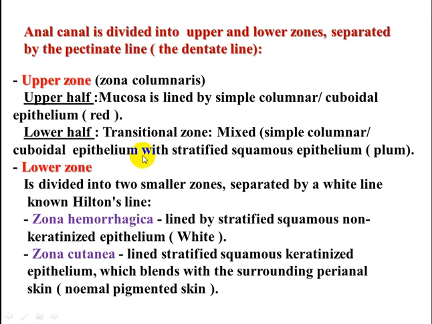and its color is plum. The lower zone is divided into two smaller zones separated by the white line of Hilton. The upper is the zona hemorrhagica, lined by stratified squamous non-keratinized epithelium, which is white. The lower is the zona cutanea, lined with stratified squamous keratinized epithelium, which blends with the surrounding perineal skin, the normal pigmented skin.